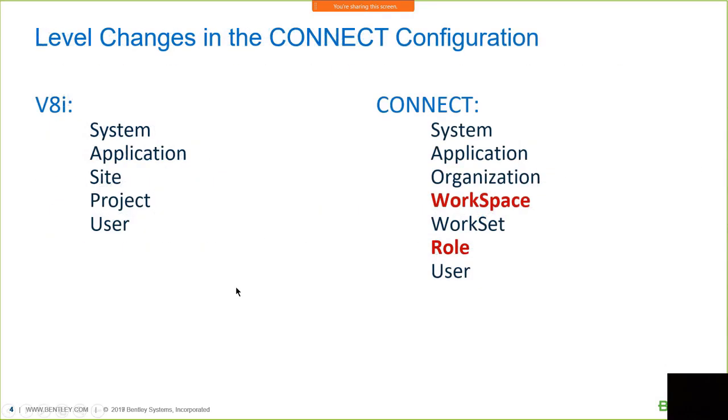We also added a couple of new levels. In V8i, you had 5 configuration levels. In Connect Edition, we have 7. So these 2 new levels are workspace and role. I guess this is a little bit unfortunate in terms of terminology. It's a little confusing because obviously we used to refer to a V8i workspace as a collection of CAD standards and files. In Connect Edition, a workspace is just a level in the configuration. So just don't let that throw you.